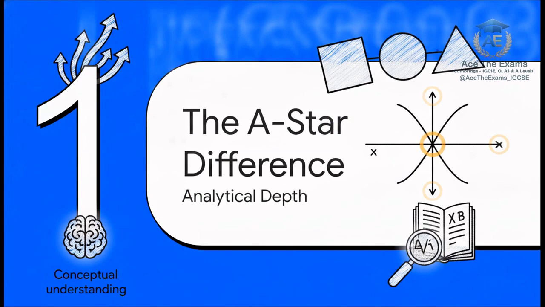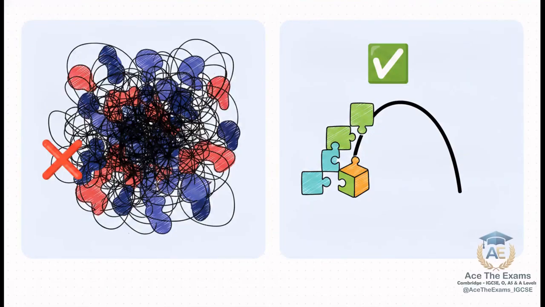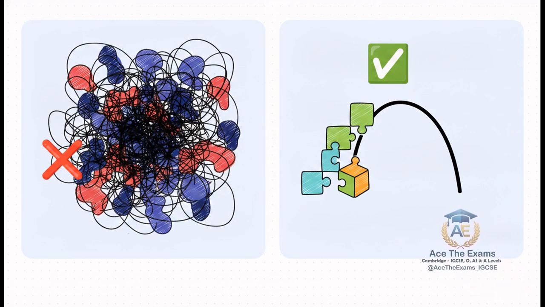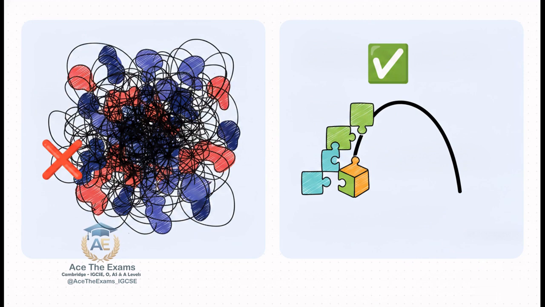Section 1, the A-star difference. Analyzing the assessment objectives. Okay, let's look closely at how top-tier candidates separate themselves from the pack. The Cambridge Additional Mathematics Framework doesn't just want to know if you can blindly factorize a quadratic equation like a robot. They are actively prioritizing analytical depth over superficial breadth. Let's compare the flawed approach with the flawless approach.